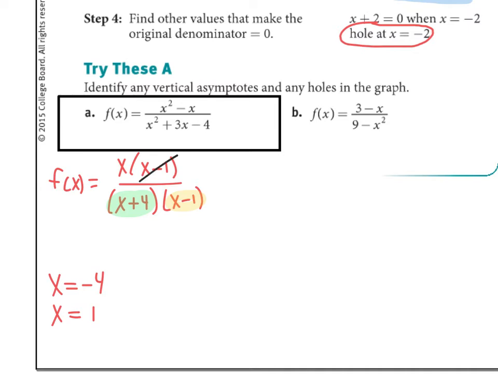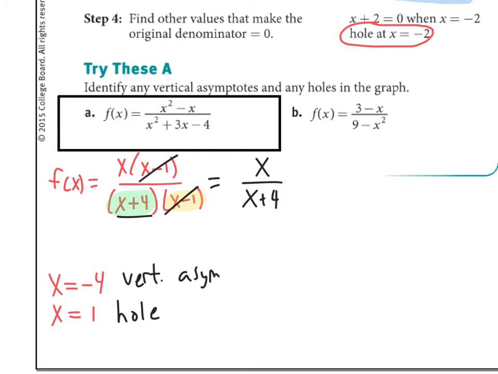And if anything cancels out, okay, like in this case, the x minus 1 cancels out, what that means is that the positive 1 is going to be a hole in the graph. Okay, that factor canceled out. It would cause the numerator and the denominator to be 0. While the negative 4 came from that factor, which did not get canceled out, that is going to be the vertical asymptote.